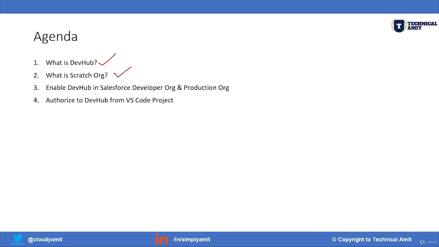In this video, we will talk about what is a DevHub, what is a Scratch org, then how we can enable DevHub and from where we can actually enable DevHub, what are all the environments where we can enable the DevHub org, and then we are going to create a VS Code project and we will authorize our DevHub org for that VS Code project.